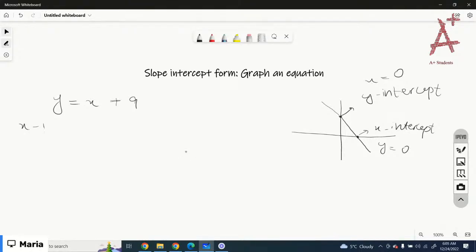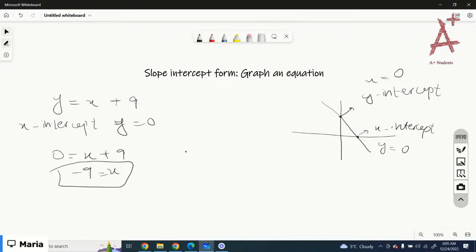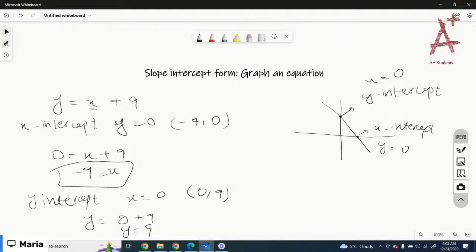So whenever we have to find the x-intercept of the equation, we put y equals 0 in the equation. It would be 0 equals x plus 9. So x has a value of -9. That is the x-intercept. Then if you have to find the y-intercept of the equation, you put x equals 0 in the equation. So just replace the x with 0. It would be y equals 0 plus 9, and 0 plus 9 is 9. So that means when x equals 0, y is 9, and when y equals 0, x is -9.